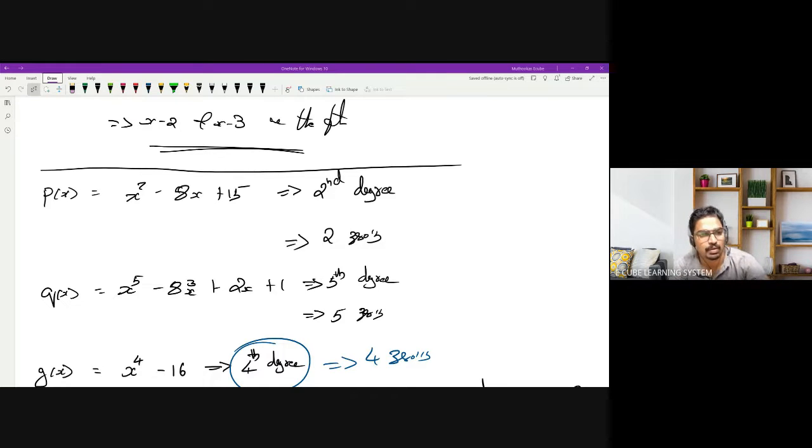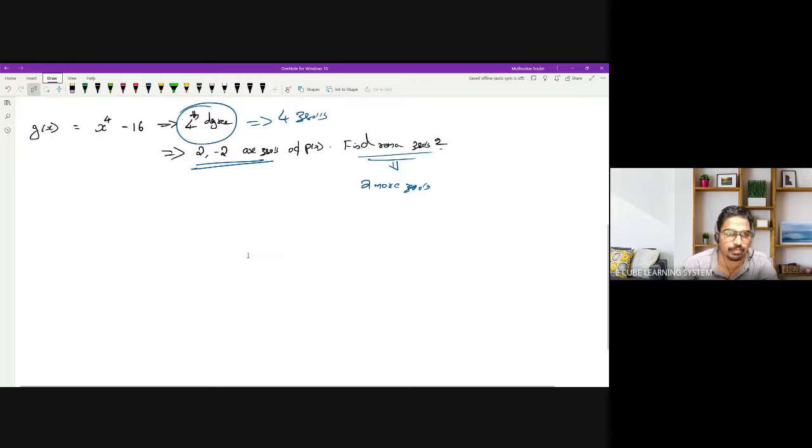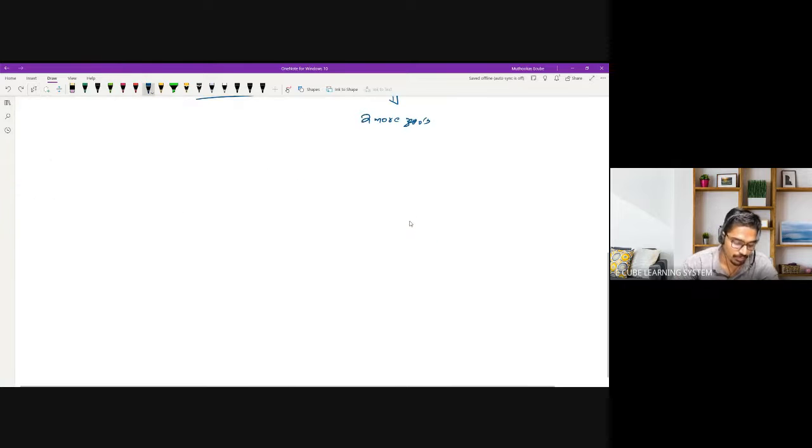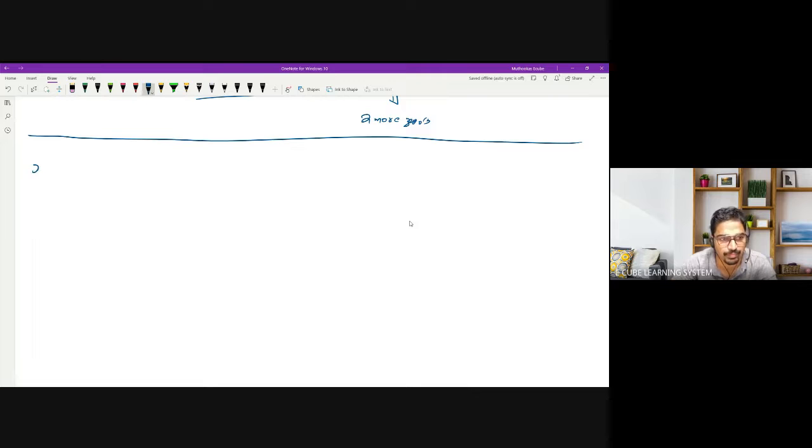Okay, right? Shall we continue? Fine. Below you just write an example. x equal to 1 is a zero of the polynomial x cube plus 7x square plus 7x minus 15.